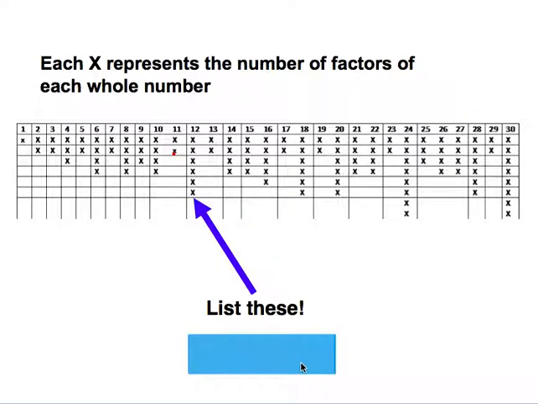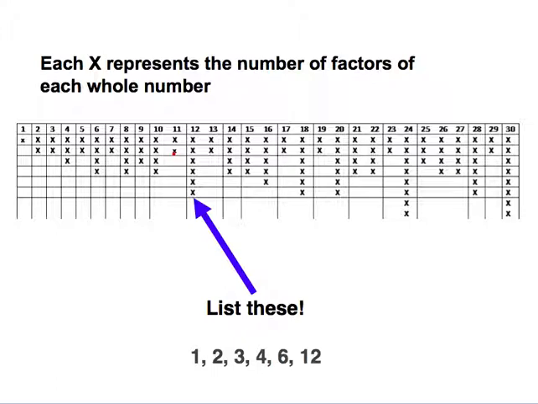Oh, sorry. Yeah, so this is just an example of showing you what the factors are for number 12. I have 1, 2, 3, 4, 6, and 12. Therefore, the number 12 has 6 factors, okay?